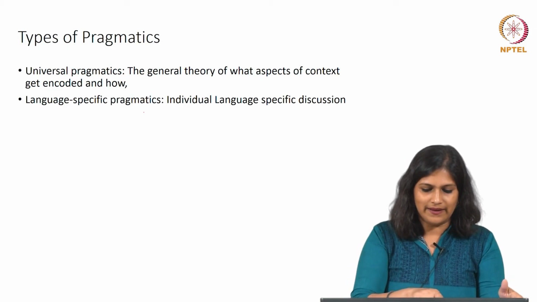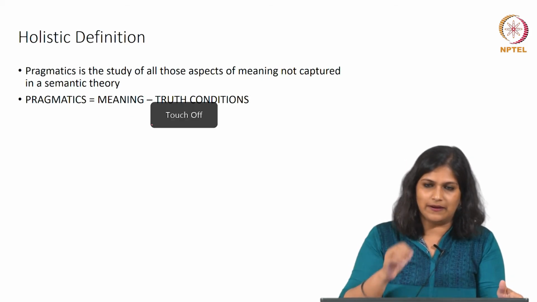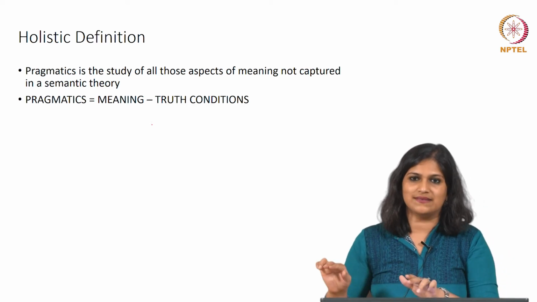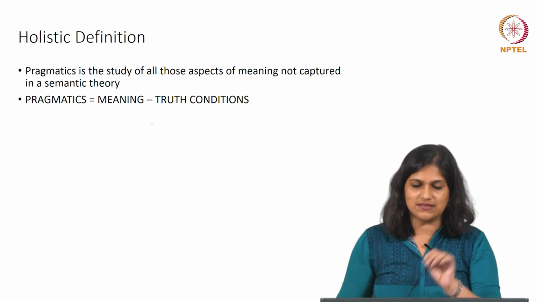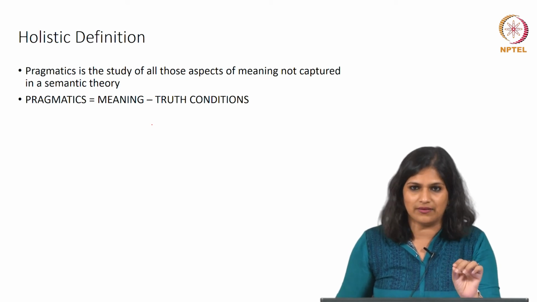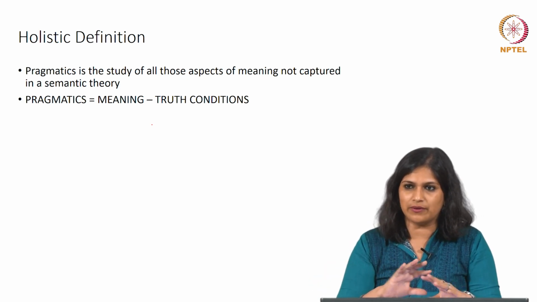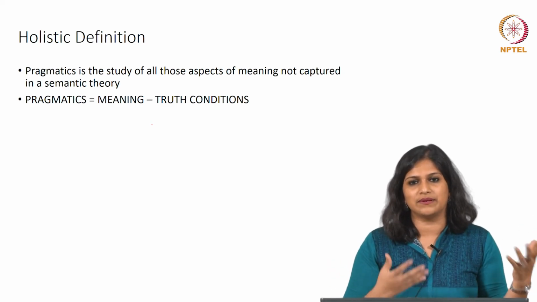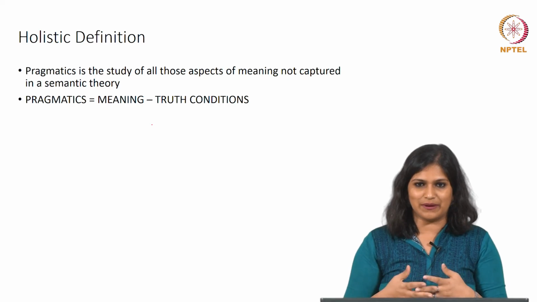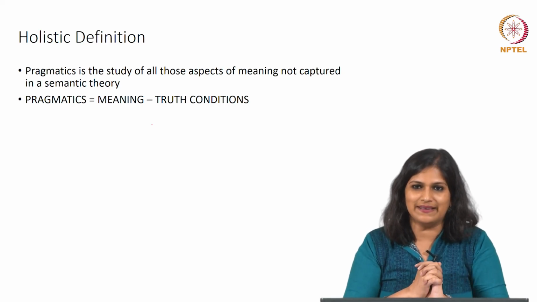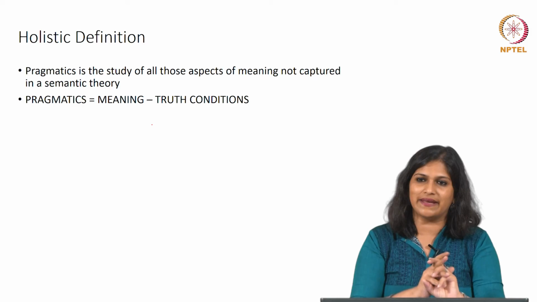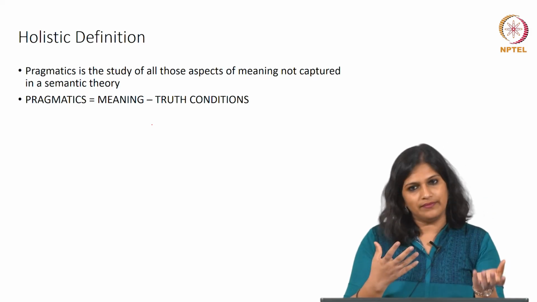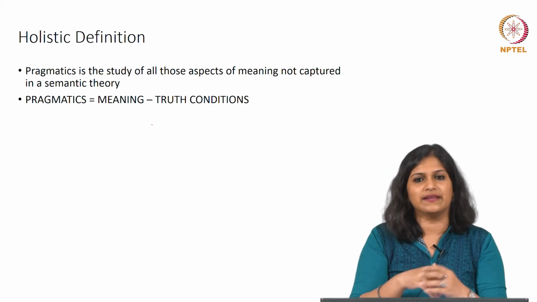If we write it as a mathematical formula, then pragmatics is equal to meaning minus truth conditions. Truth conditions are related to semantic theory. So, if you remove the truth conditions from meaning, that is what you get as pragmatics. If there is something that could not be captured by semantic theory, which is the truth conditions, pragmatics can always fill that, right.